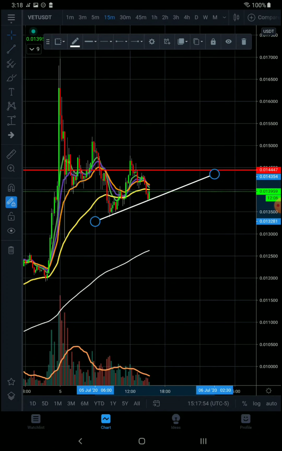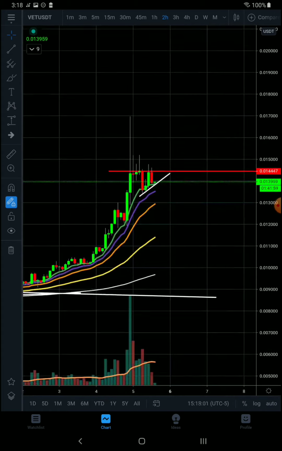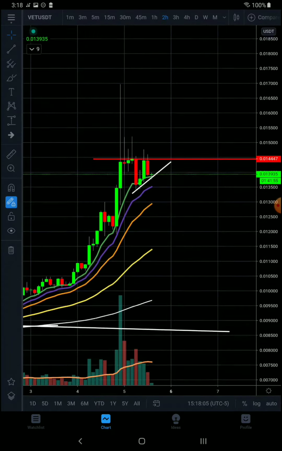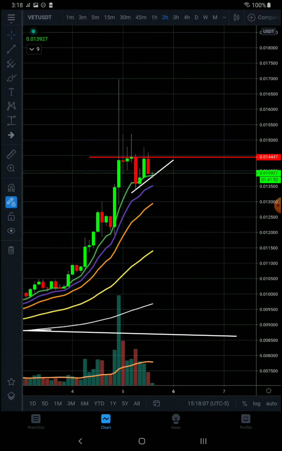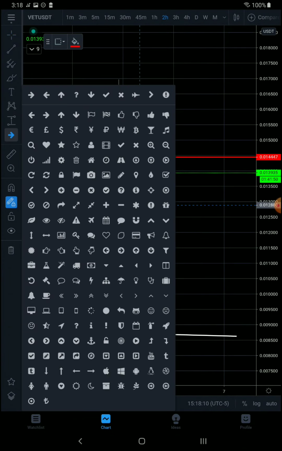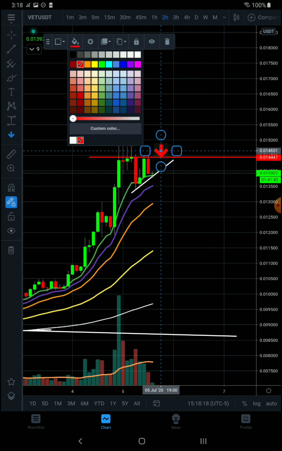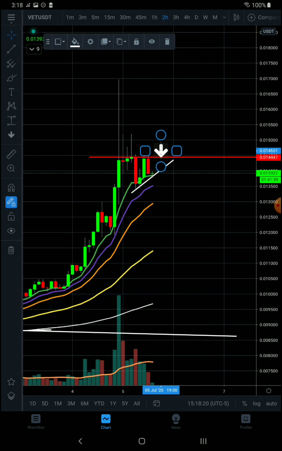Let's see. Go back to the 2-hour chart. Spread these guys right here. Now, if it doesn't break to the upside, okay, as soon as it gets to this particular price point right here, anytime it gets there, I will be shorting. I will be adding to my short. I have absolutely zero reason to not add to my short position if that is my bias.